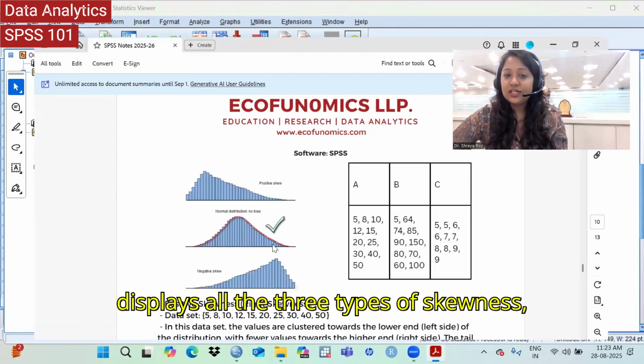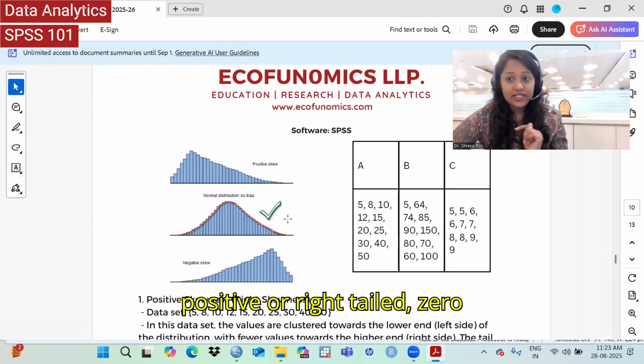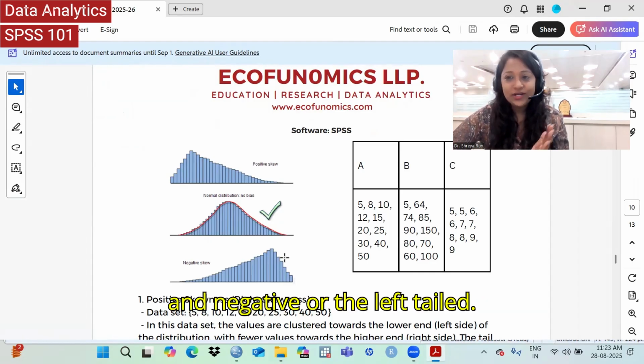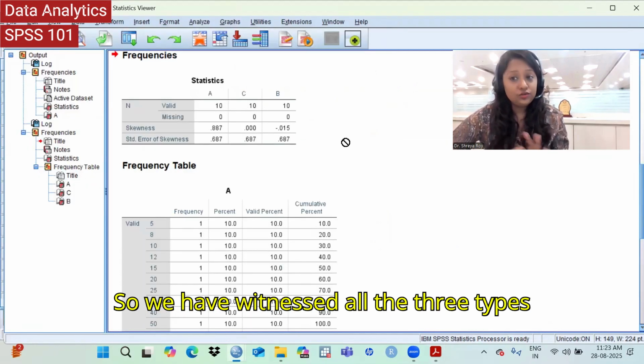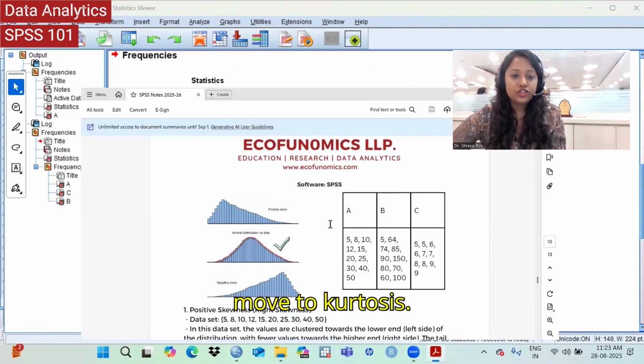So this displays all the 3 types of our skewness: positive or right-tailed, zero or exact mirror with no biasness, and negative or the left-tailed. So we have witnessed all the 3 types of data here. Now, let's quickly move to kurtosis.